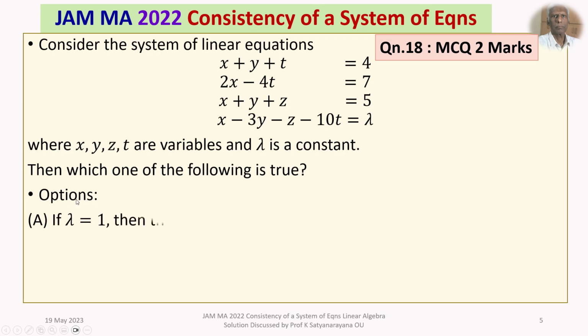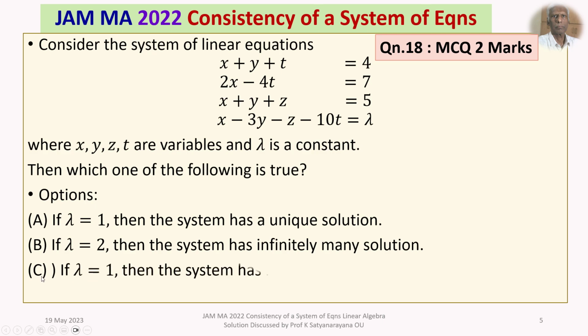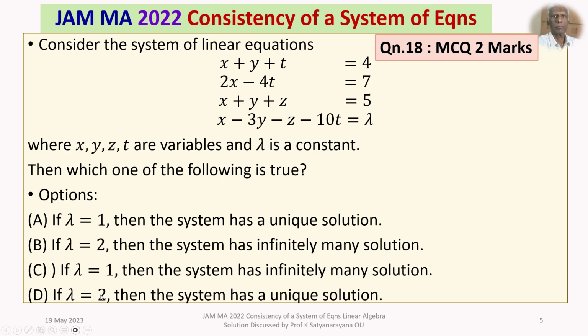We are given 4 options. Option A, if lambda is equal to 1, then the system has a unique solution. Option B, if lambda is equal to 2, then the system has infinitely many solutions. Option C, if lambda is equal to 1, then the system has infinitely many solutions. Option D, if lambda is equal to 2, then the system has a unique solution.